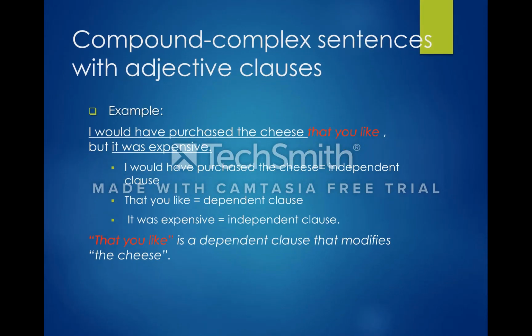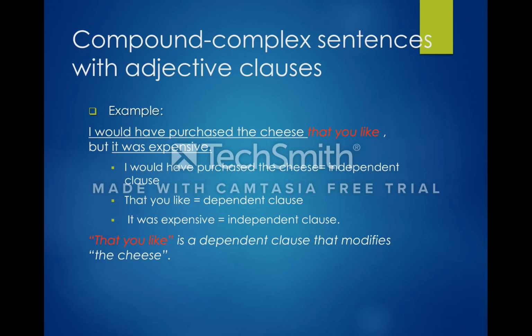Now, let's look at some versions of the compound complex sentence. The first version is the compound complex sentence with an adjective clause or adjective clauses. Here in the example, I would have purchased the cheese that you like, but it was expensive. Here we have 3 clauses. The first one, I would have purchased the cheese, is independent. That you like is a dependent clause.